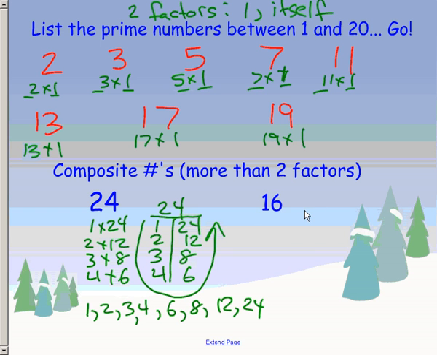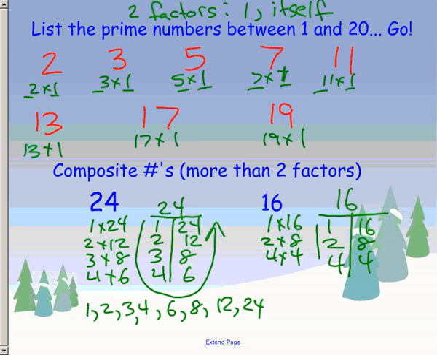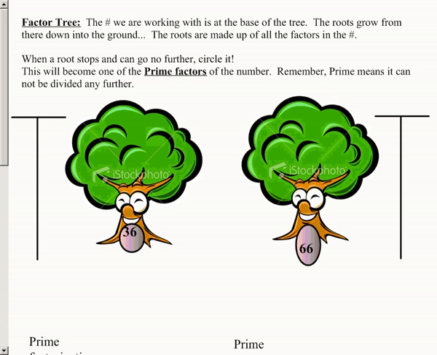Let's try the same thing for 16. So the ways to make 16 would be 1 times 16, 2 times 8, and 4 times 4. That's it. Let's organize that on a T-chart. Again, 1 goes with 16, 2 goes with 8, 4 goes with 4. So if I were to list all the factors of 16, I would just list all the numbers on my T-chart from least to greatest. 1, comma 2, 4, we only need to list it once, 8, and 16. So that's how we find the factors of a number, and that's what a factor is. So now let's go ahead and do my favorite part, and that is our factor trees. So in my factor trees here, the number we are working with is at the base of the tree.